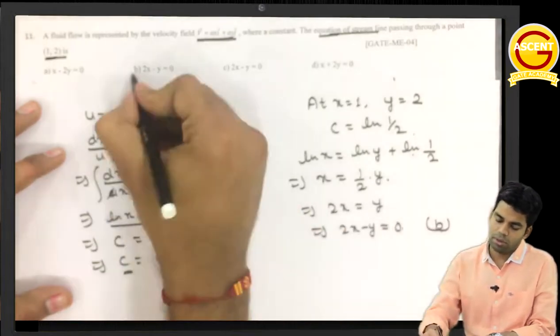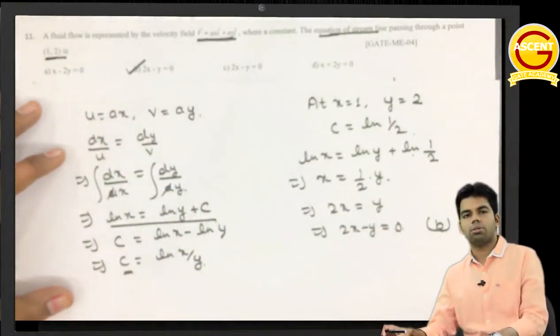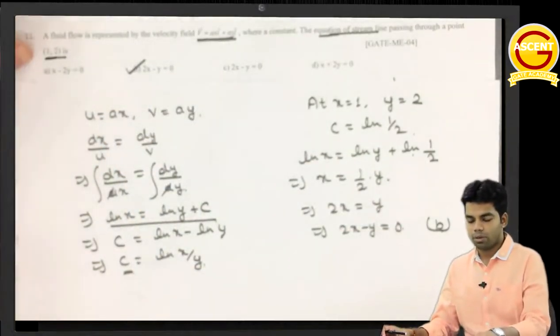So the answer should be B, 2x minus y = 0. Clear or not? Okay, next question.